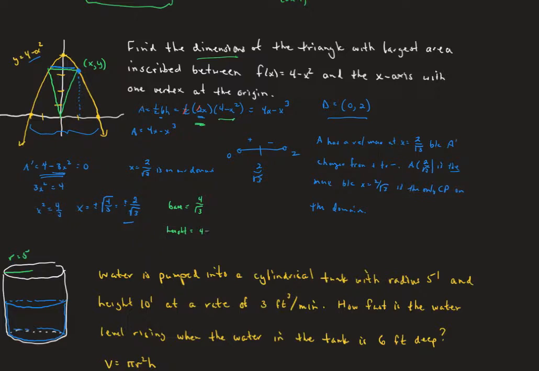So that's going to be 4 minus 2 over square root of 3 squared. That's going to be 4 minus 4 thirds. So let's see, 4 is 12 thirds minus 4 thirds is 8 thirds. So there is our base. So our dimensions, I'm sorry, that's our height. So our dimensions are going to be 4 over square root of 3 and 8 thirds to maximize the area of that triangle inscribed between our parabola and the x-axis.